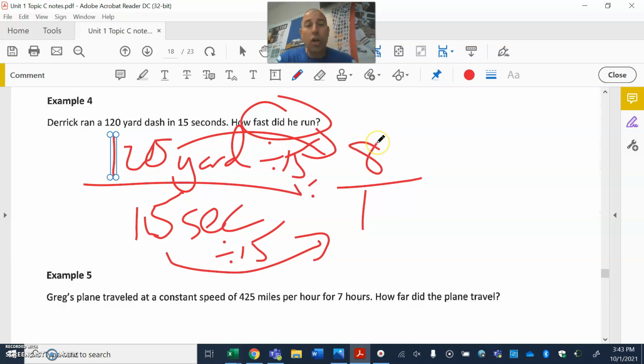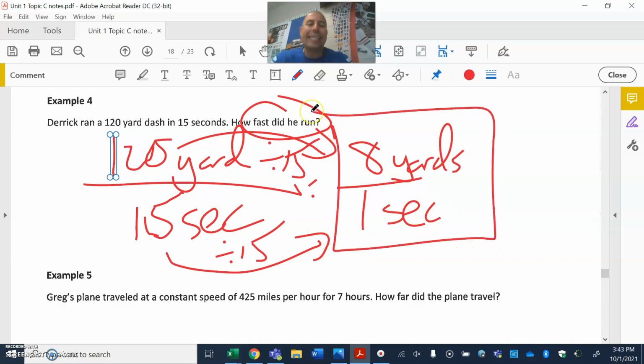So what's the answer though? 8 what? 8 yards. But that's not how fast he ran. 8 yards is a distance. Down below, 1 second. Well, the answer is not 1 second. It didn't ask for his time or how long it took. How fast? He's going at 8 yards per second, or 8 yards for every 1 second. So again, that's what we've got to keep in mind here: answering the question that's being asked for.